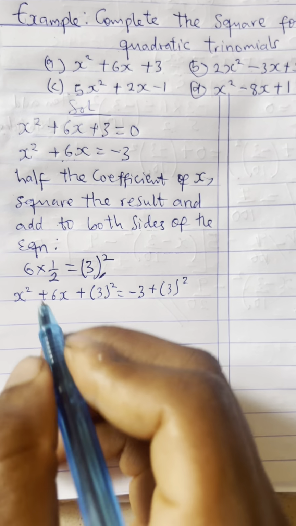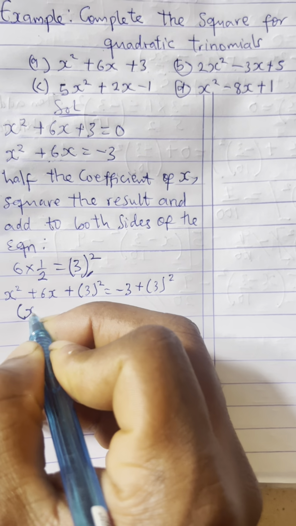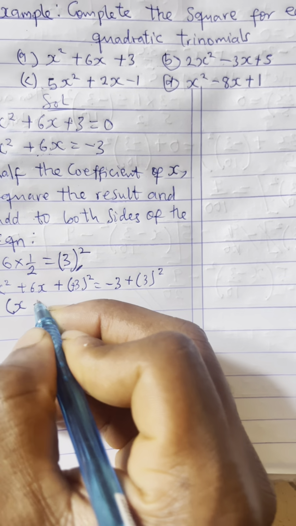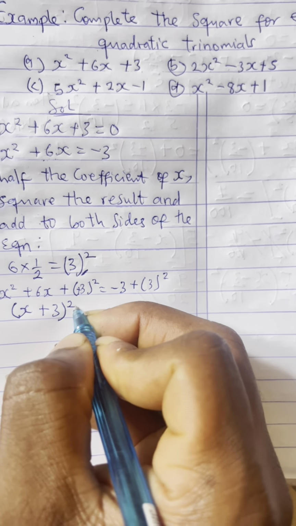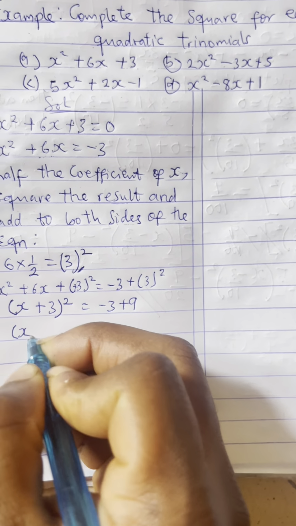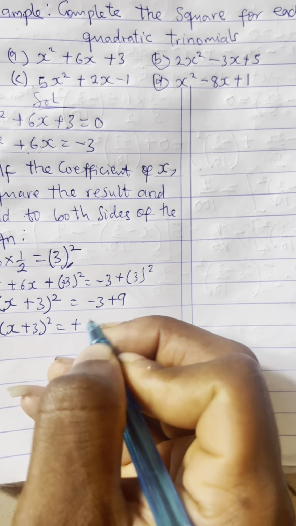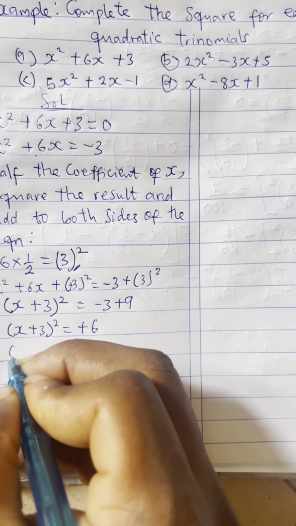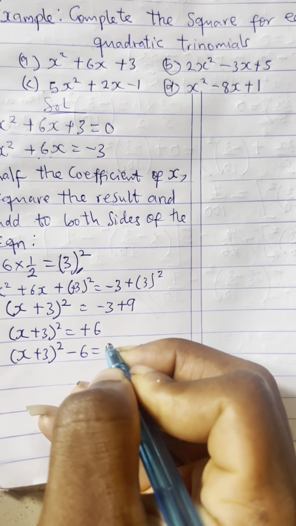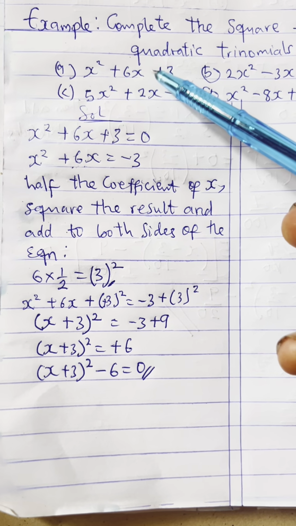So after that, I will then do the process I usually do. Open a bracket, choose one x here, x, ignore this, then move on here. What is here is plus 3, close the bracket, square, equals minus 3 plus 9. So this will then be x plus 3 all squared equals minus 3 plus 9, that is plus 6. Bring this plus 6 to the other side, and then it is x plus 3 squared minus 6 equals 0. And this is the final answer for the complete square of this trinomial equation.